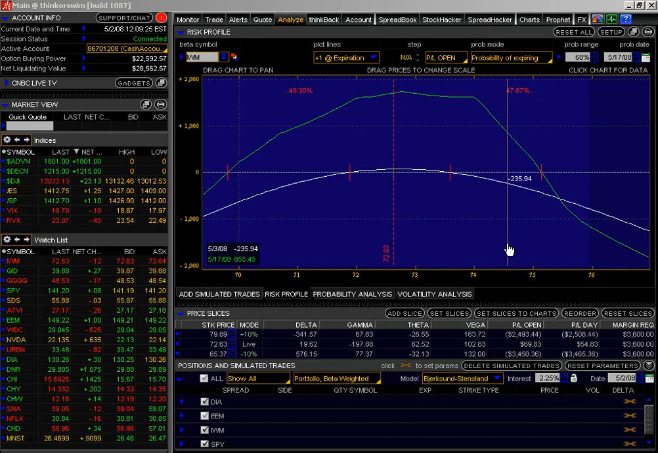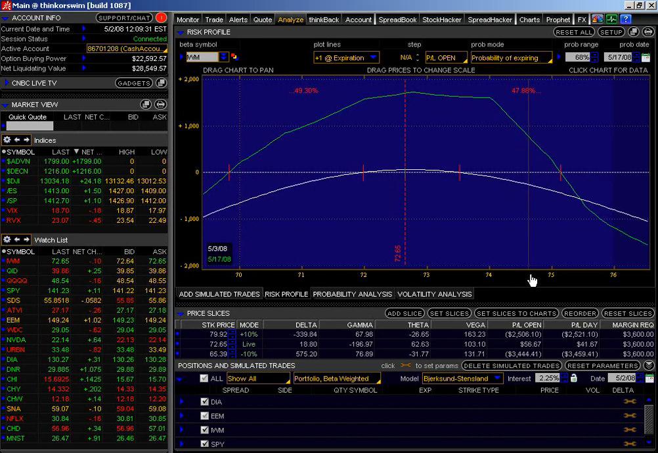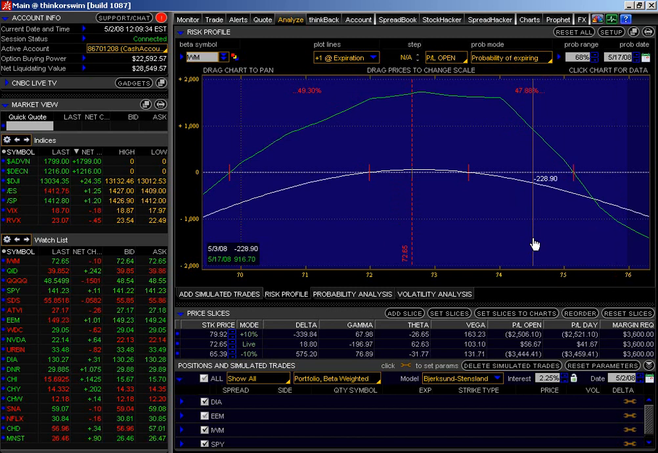Hey guys, I hope you guys are trading well here and you're all paper trading. I hope you've all paper traded before you started actually allocating real money to trades.